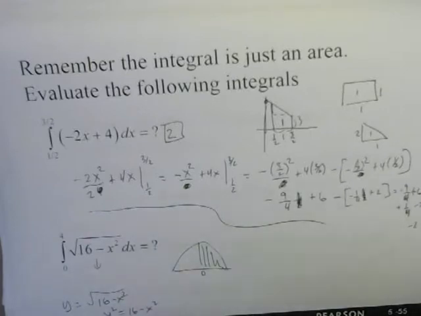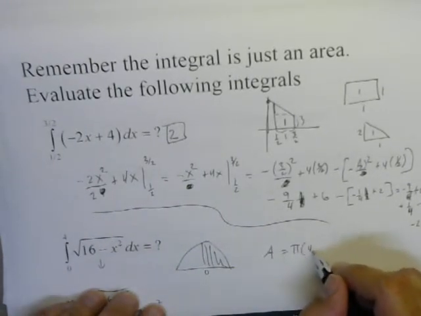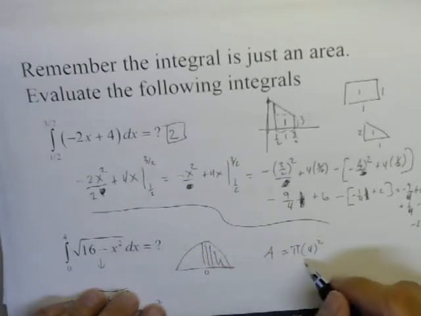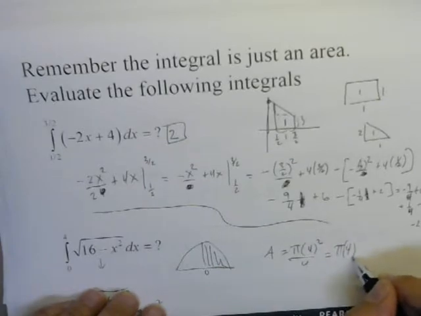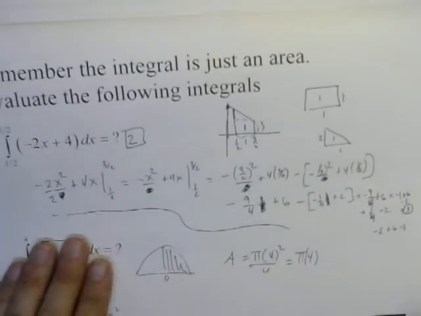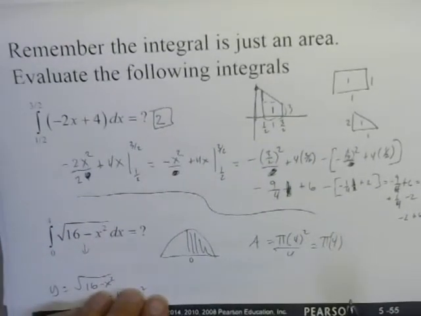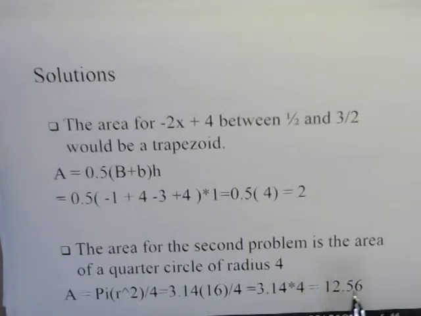Well, what's the area there, right? The area of a circle is just pi times the radius squared, but you're only looking at a fourth of the circle, so divide that by 4. That would give you pi times 4, or 12 something. So don't forget, it's just an area, right? So if you can do it geometrically, or if you want to do it geometrically, you can. Now, some things will be a little bit more complicated.